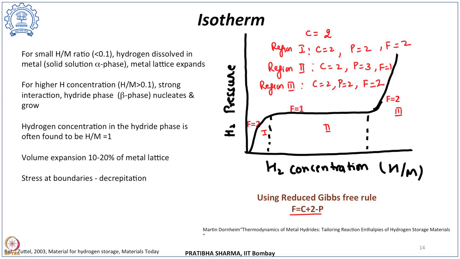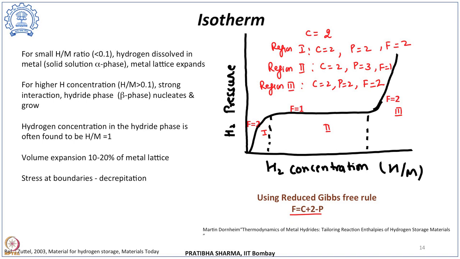Now if we see the typical, ideal pressure-temperature isotherm, there are three regions. The first region, shown here, is the alpha phase, a solid solution phase. In the second region, both the alpha and beta phases coexist, where beta is the hydride phase. And the third region is only the beta phase. Now if we apply the Gibbs phase rule, the number of degrees of freedom F is given by the number of components C, phases P. Here there are 2 components, the metal and the hydrogen, so C is equal to 2.